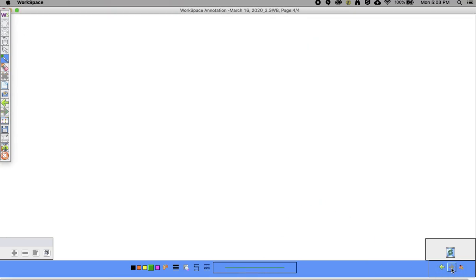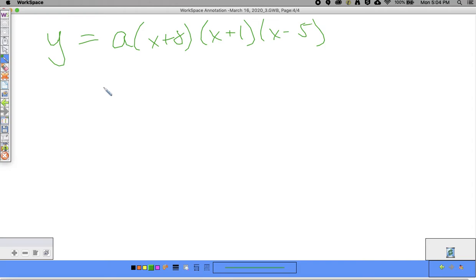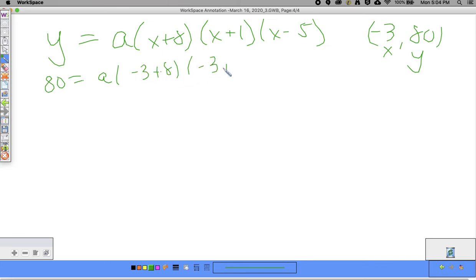So I know that y is equal to a times x plus 8 times x minus 1 times x minus 5. We're going to plug in the point -3 comma 80 for x and y, and then solve for a. So 80 is equal to a times -3 plus 8 times -3 minus 1 times -3 minus 5. So 80 is equal to a times, now this is all a product here, 11 times -4 times -8.